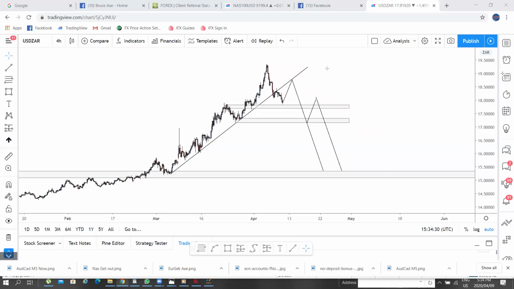Remember, even on this ZAR, even if it passes here going down, we are still fine, we are not on a sell. We're only looking for a pullback, and then look for a sell. We don't worry about whether it's going to turn here.